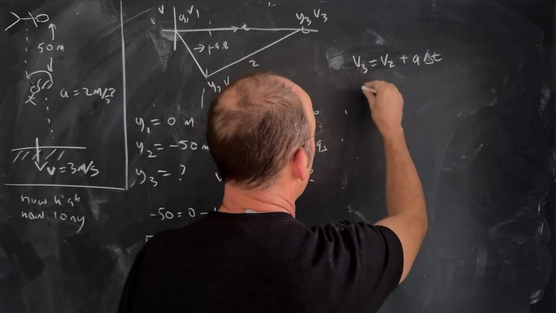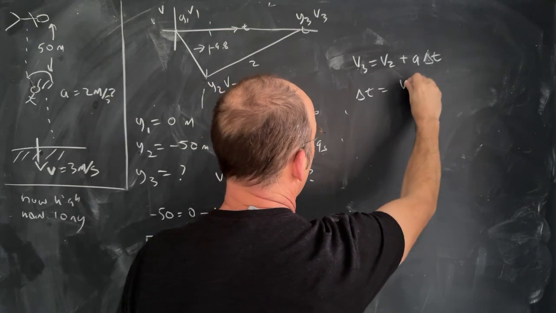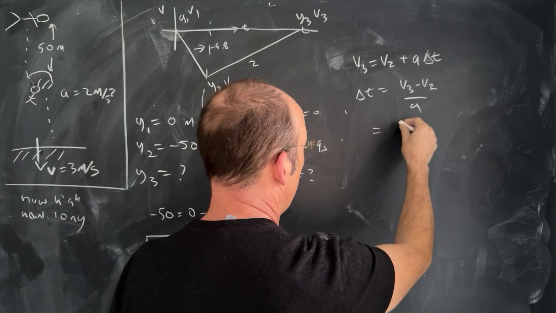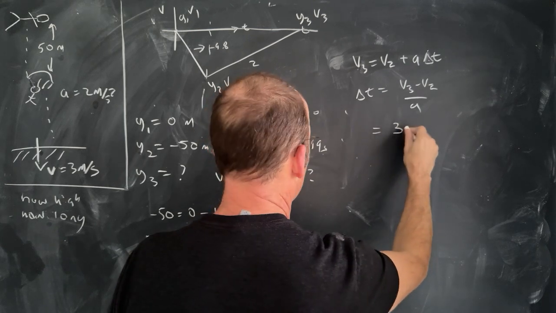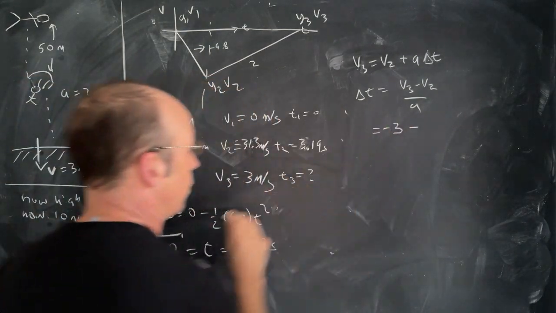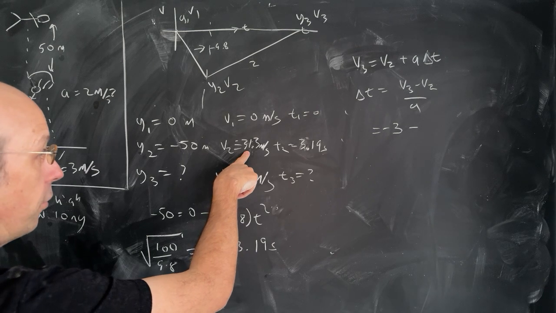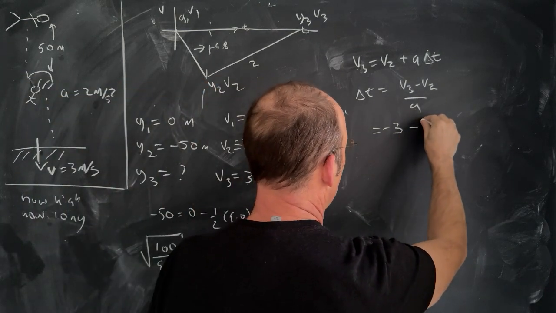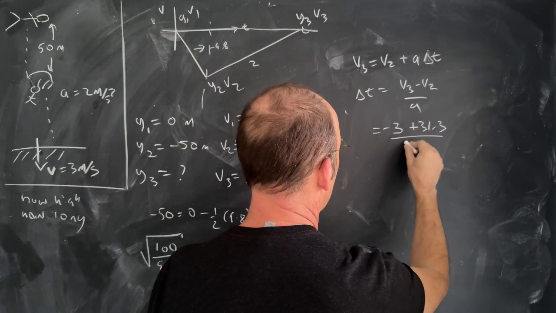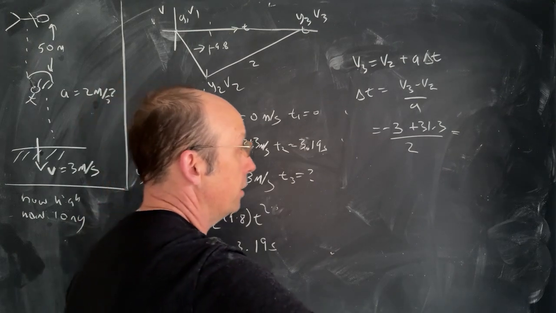So delta t is v3 minus v2 over a. So it's going to be v3, which is 3 meters per second, minus v2. Oh, this is actually negative, right? They're moving down. v2 is negative 31.3, so 3 minus negative 31.3, all of that over the acceleration of 2. So I can get the time, and notice it is a positive number.